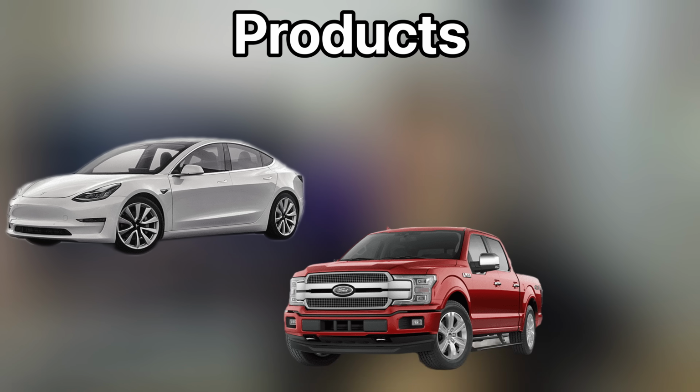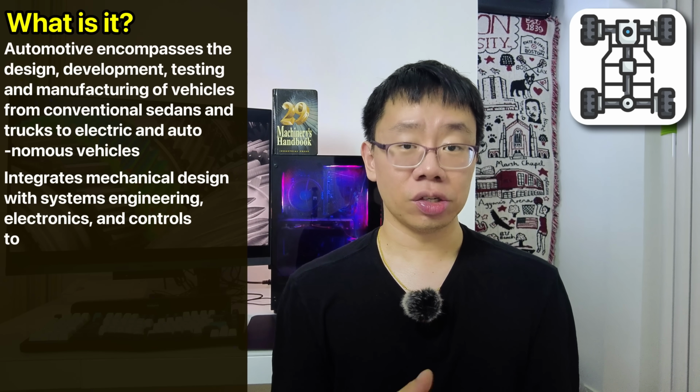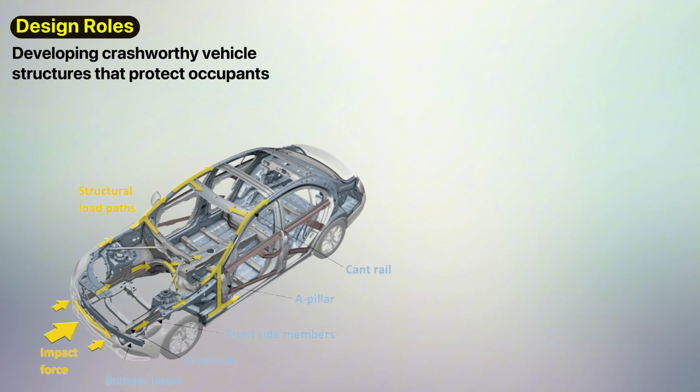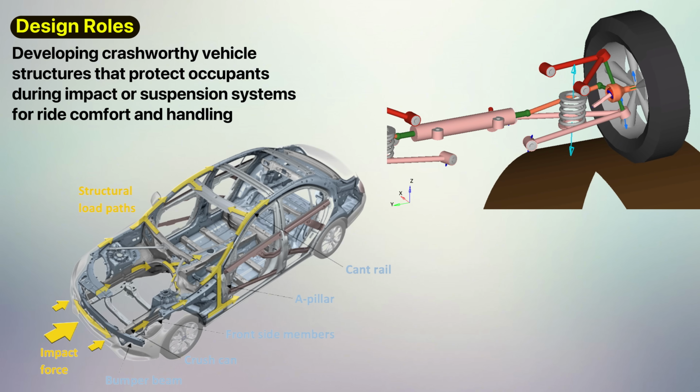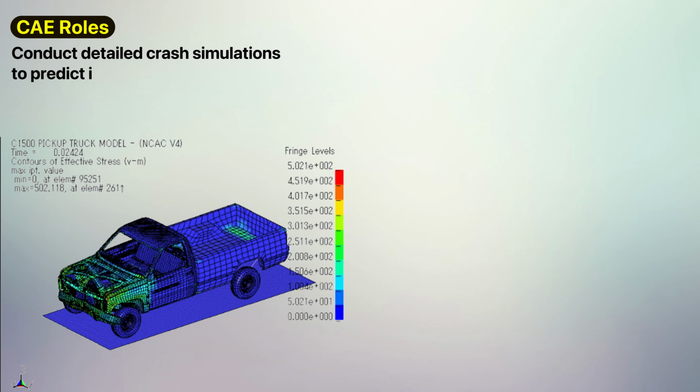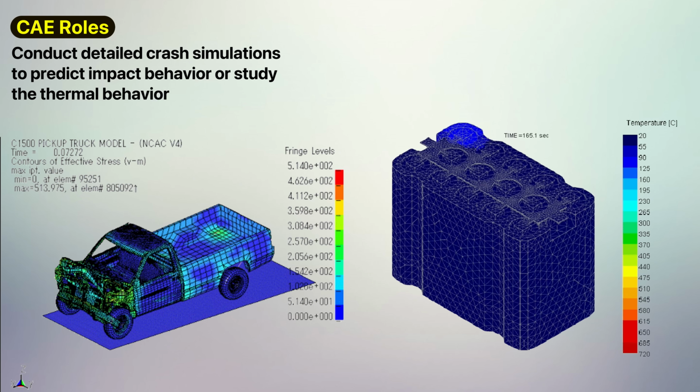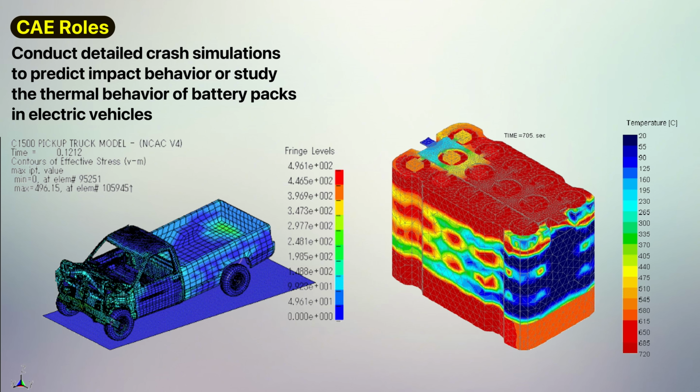Some products you'll get to work on include Tesla Model 3, Ford F-150, and Waymo 1. It integrates mechanical design with systems engineering, electronics, and controls to create safe, reliable, and efficient transportation solutions. For design roles, you could be developing crash-worthy vehicle structures that protect occupants during impacts or designing suspension systems for ride comfort and handling. For CAE roles, you might conduct detailed crash simulations to predict impact behavior or study the thermal behavior of battery packs in electric vehicles.